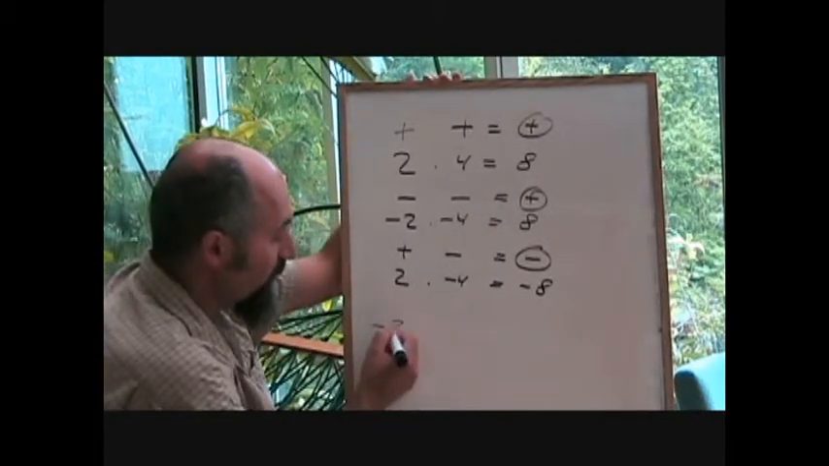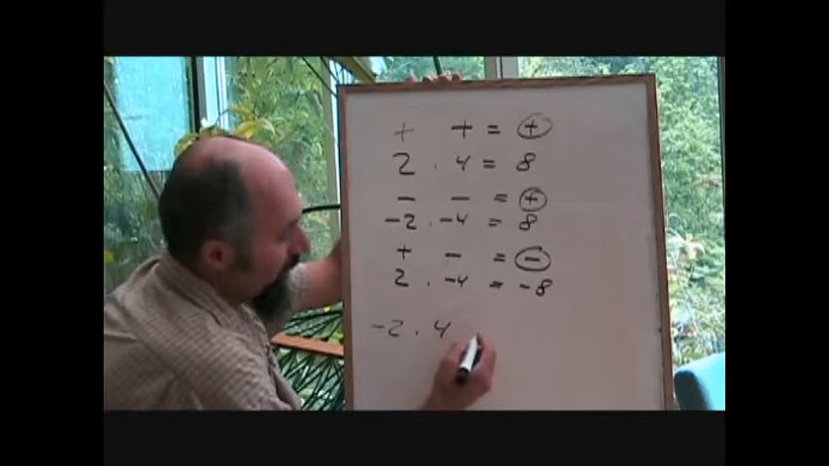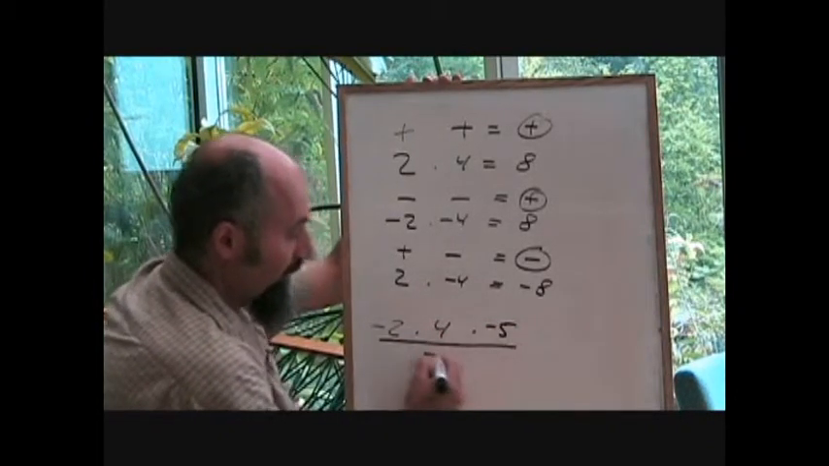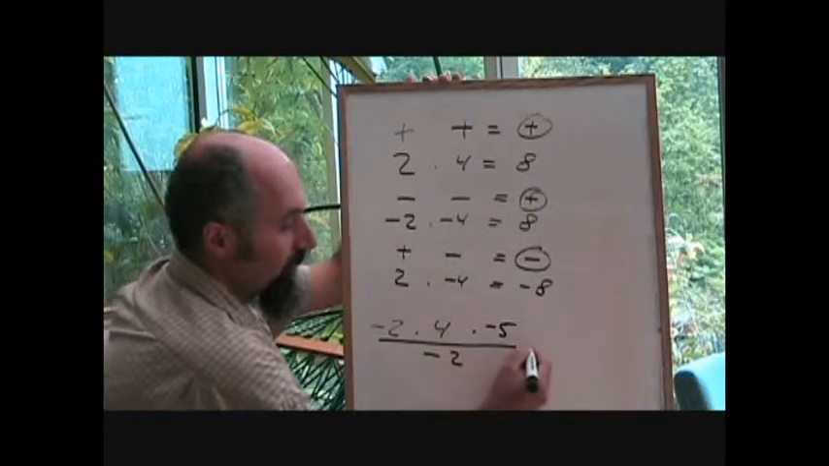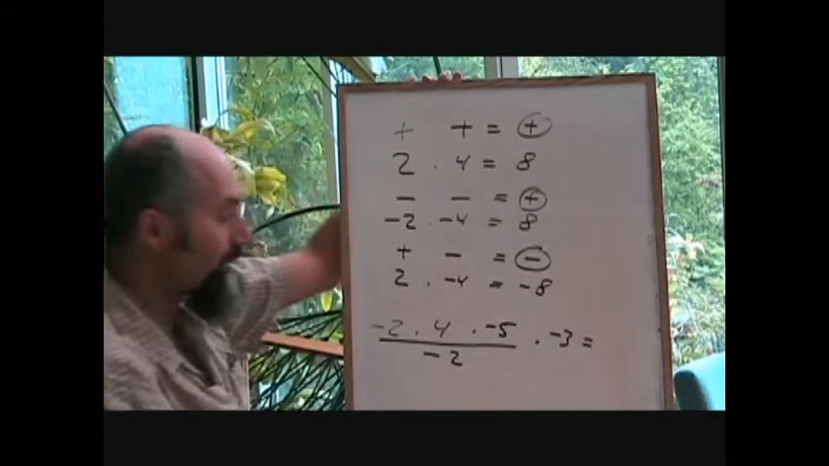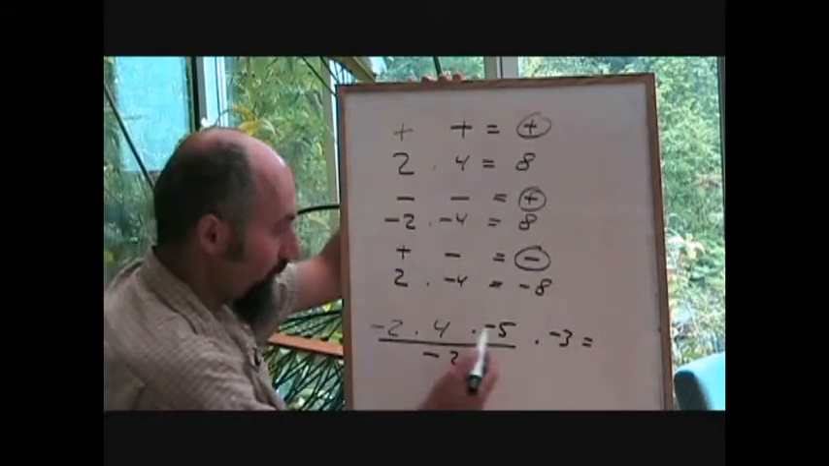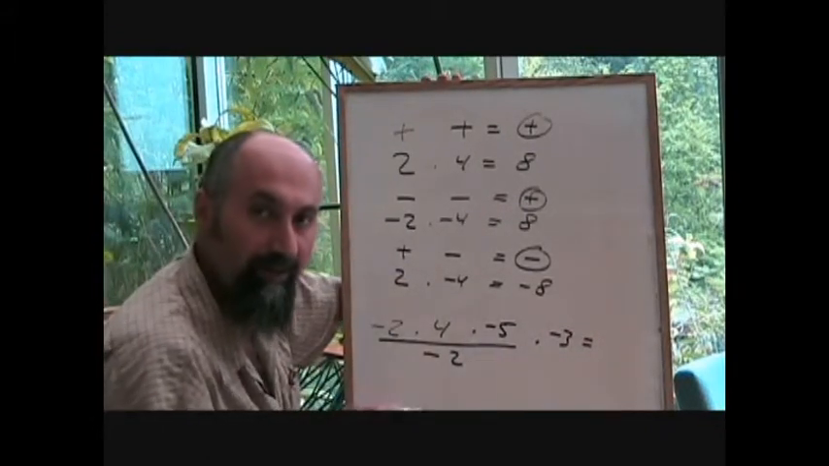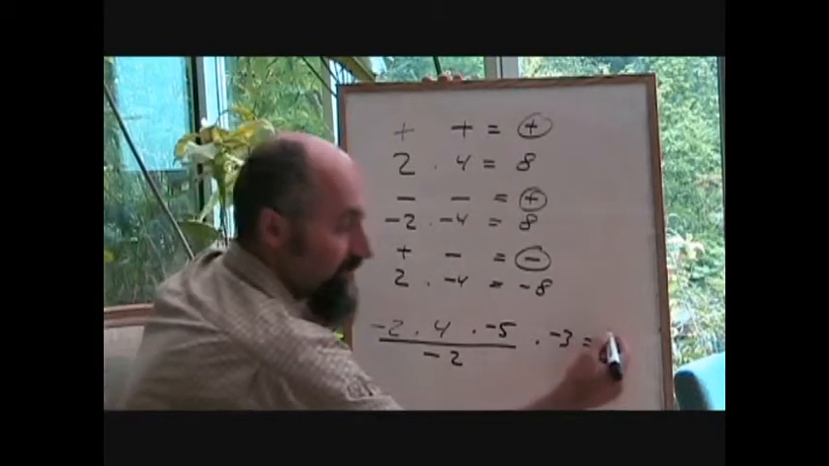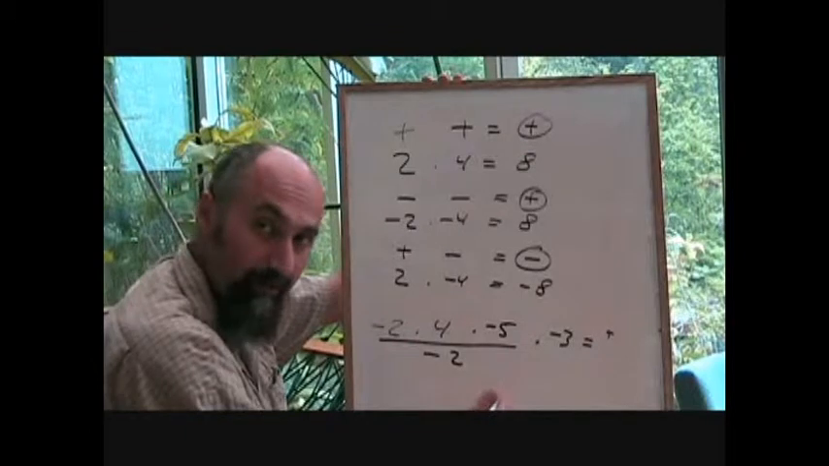Let's try negative 2 times 4 times negative 5 divided by negative 2 times negative 3. So right now we have 1, 2, 3, 4 negative numbers. 4 negative numbers is an even number. So the answer is going to be positive no matter what it turns out to be.